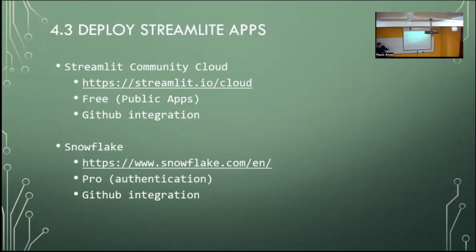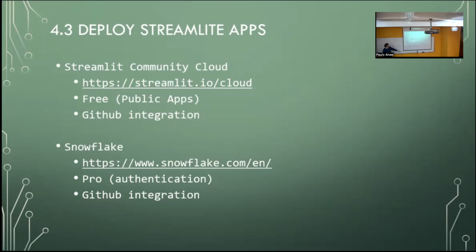The last step is to deploy your Streamlit app. Of course, you are now running it on your computer, okay? It's not possible for others to see your graphs, your dashboard. So you need to deploy your app in a cloud. This is the simplest way, using Streamlit Community Cloud, okay?